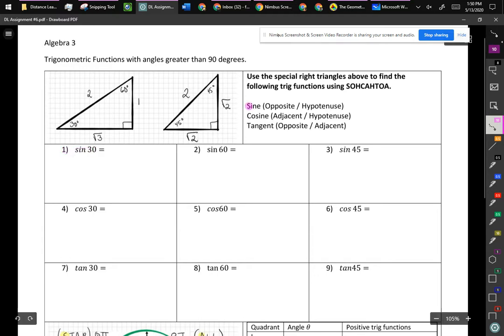That's opposite over hypotenuse from SOHCAHTOA. So sine of 30 degrees would be, here's 30, opposite side here, hypotenuse there, that's 1 over 2. Opposite's 1, hypotenuse is 2. Sine of 60 degrees is over here. Opposite and hypotenuse, so it's root 3 over 2.